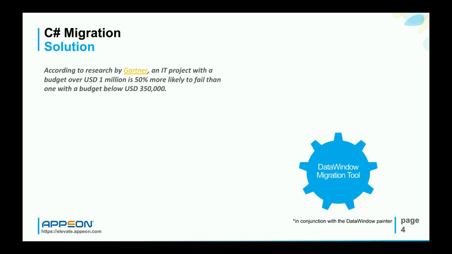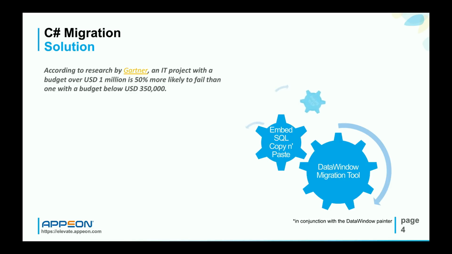So that's why we put a lot of effort to create a migration solution that includes a data window migration tool that will automatically migrate your existing data windows to C# data models that can be used by the .NET Data Store. We provide an object called SQL Executor, which essentially allows you to copy and paste your embedded SQL over to your C# Web API project if you are using any embedded SQL in your NVOs.